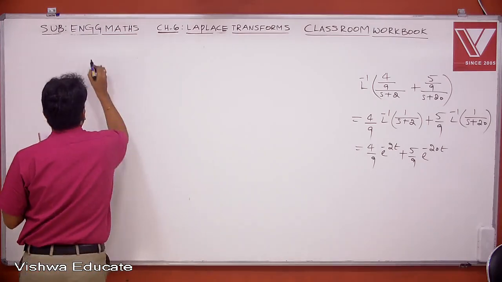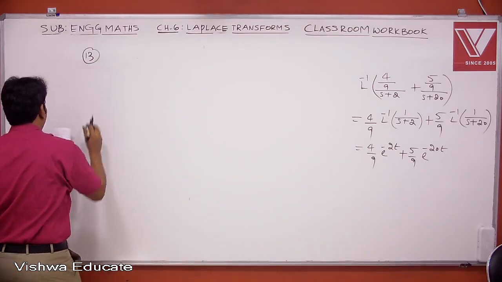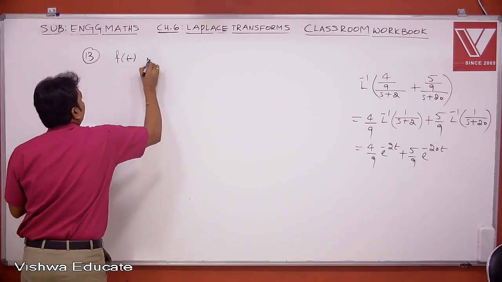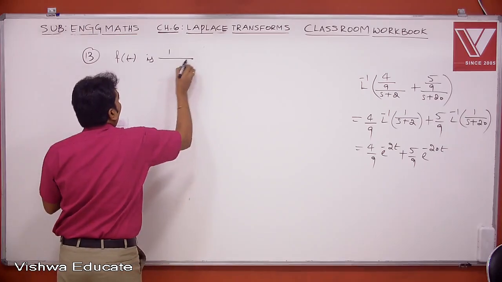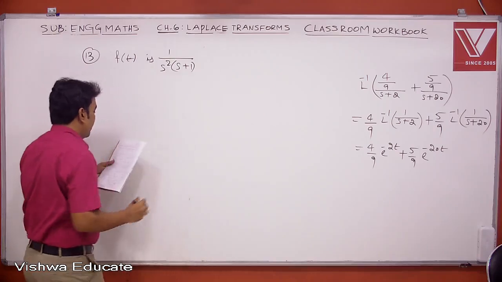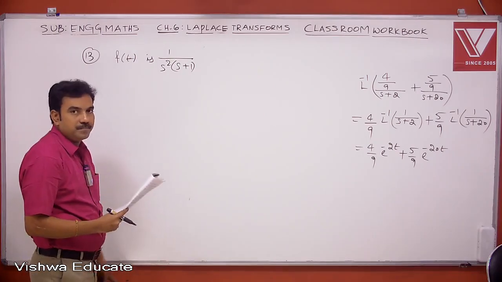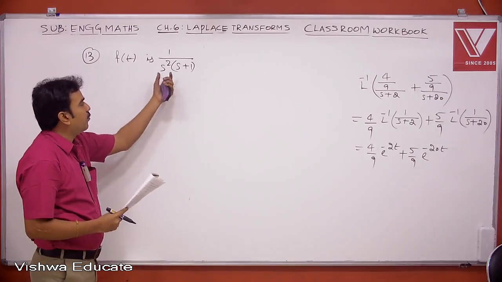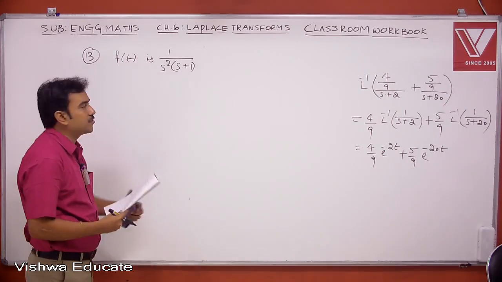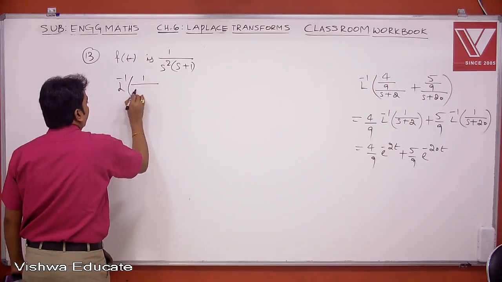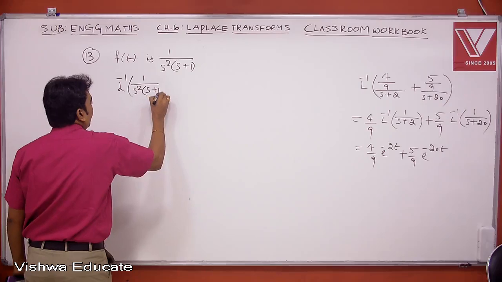Now let us discuss question number 13. The Laplace transform of small f of t is 1 by s square into (s plus 1). Then f of t is... So Laplace transform is given, they are asking f of t. So indirectly we need to find the inverse Laplace of 1 by s square into (s plus 1).